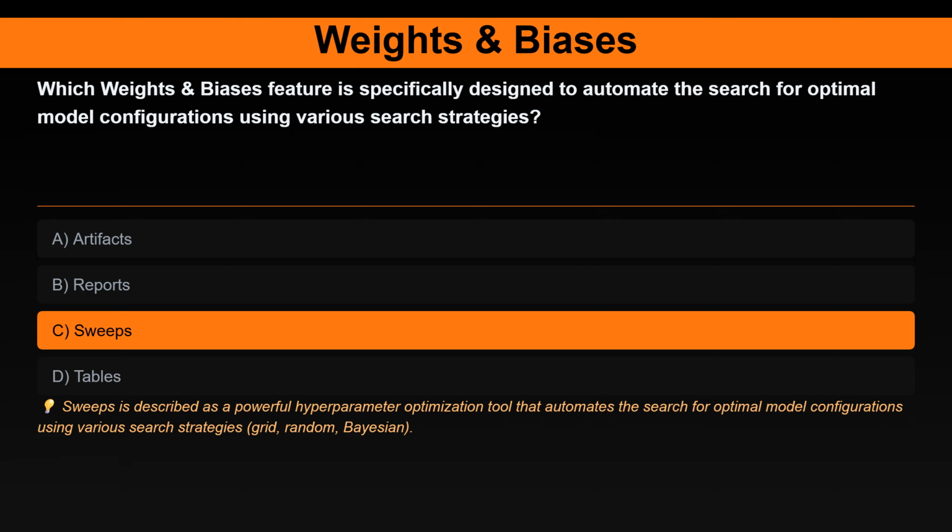The correct answer is sweeps. Here's the explanation. Sweeps is described as a powerful hyperparameter optimization tool that automates the search for optimal model configurations using various search strategies: grid, random, Bayesian.